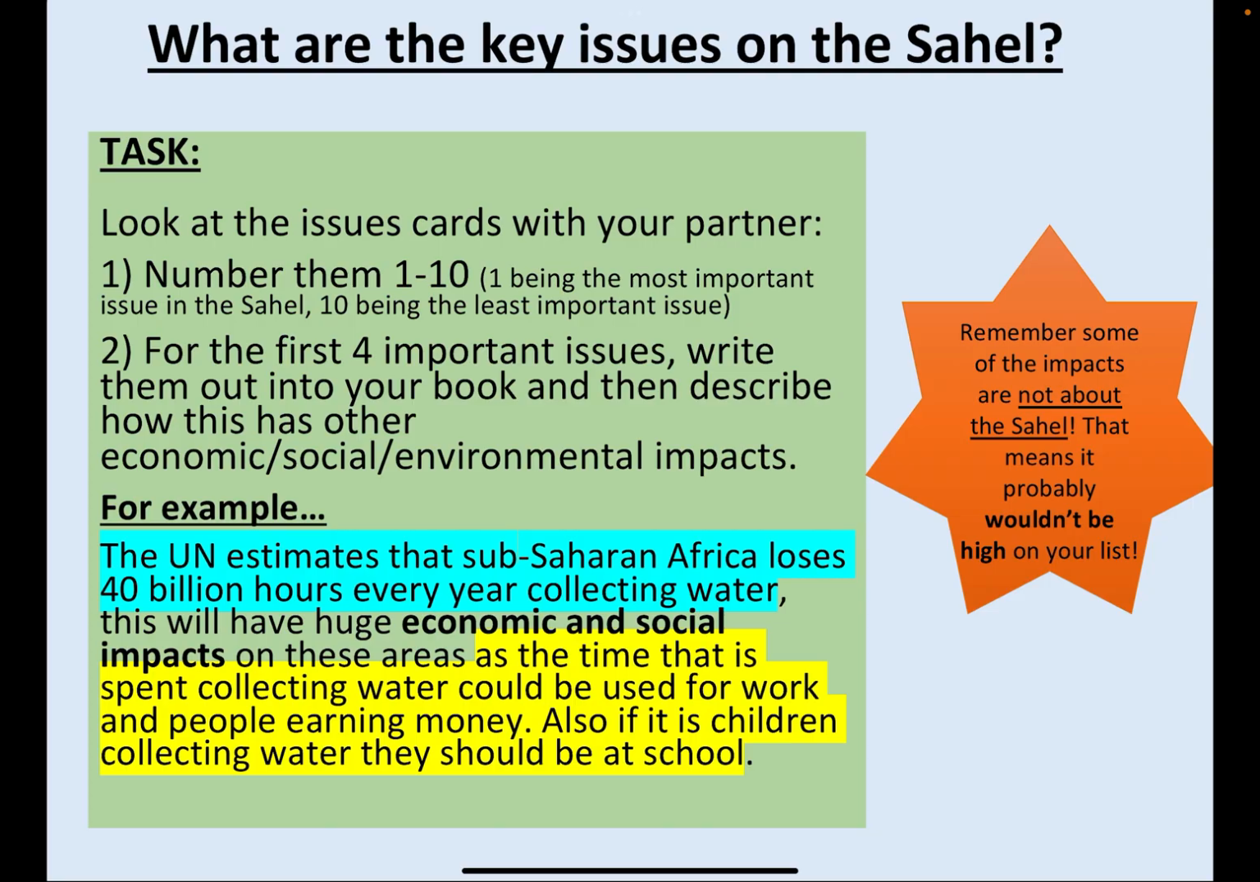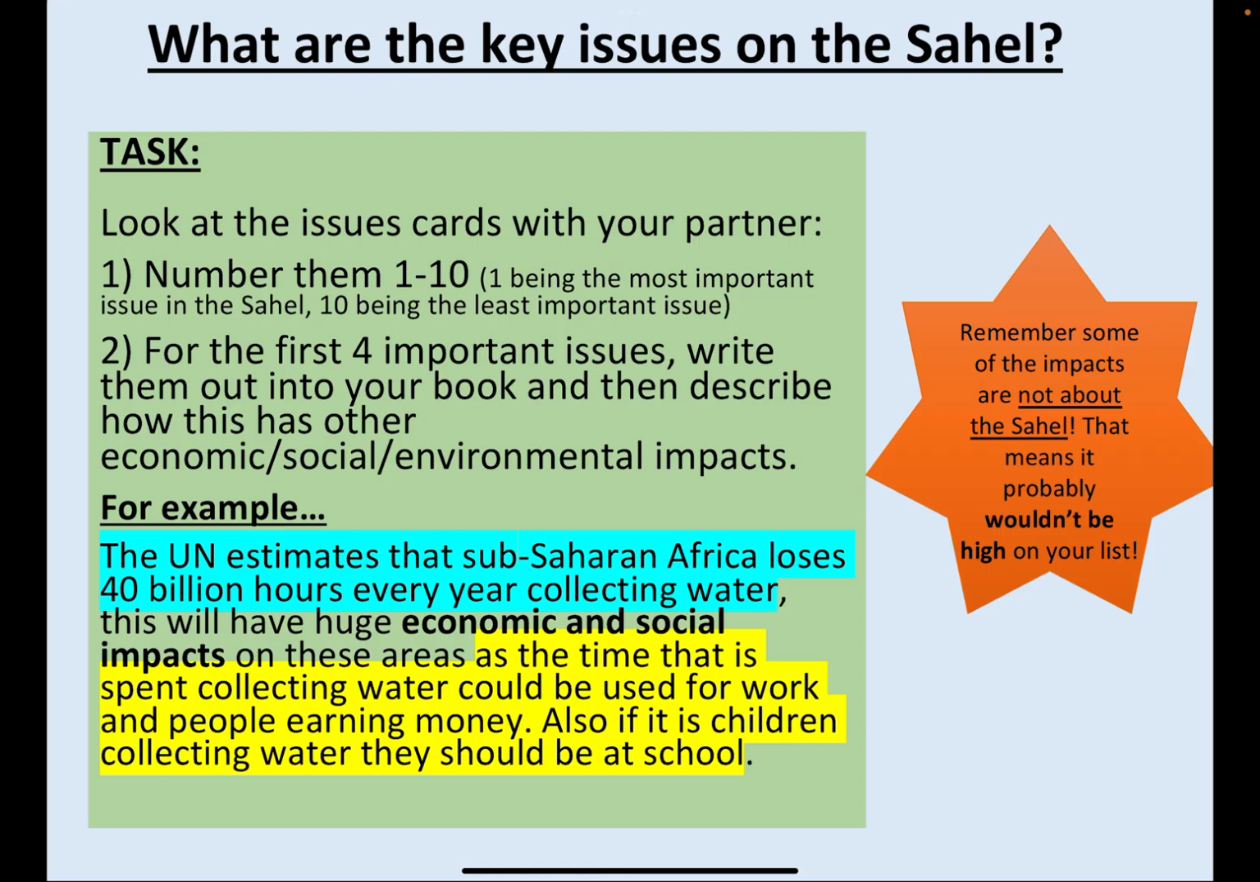After you do task 1, you then have to write down 4 sentences or mini paragraphs about the first 4 important issues. Write them down in your books, then describe how this has other social, environmental, or economic impacts. It could be a bit of both, it could be all 3. I've given you an example there.